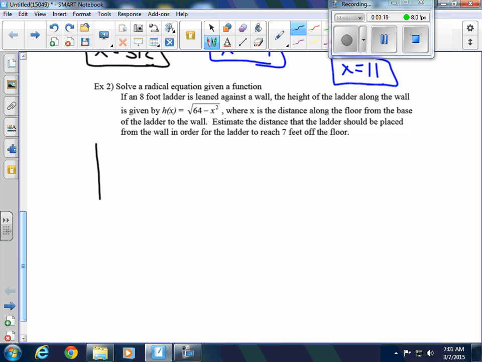So here's our wall. The ladder's pushed up against the wall. The height on the wall is going to be here, and the distance from the ladder is there. We'll call that x because that's what they said there. Well, we're going to look at how to set this up. So we know that we want it to be 7 feet off the floor. So that means that 7 is going to have to equal our radical equation.